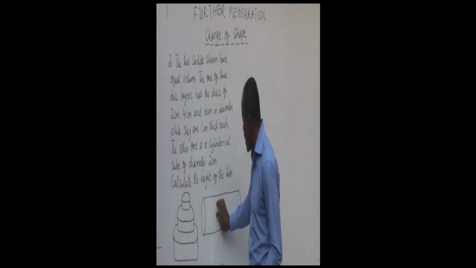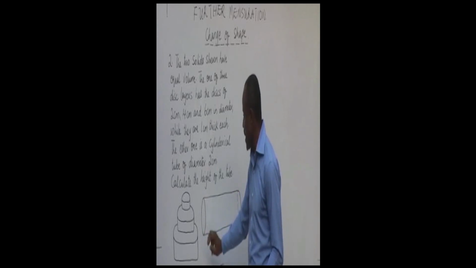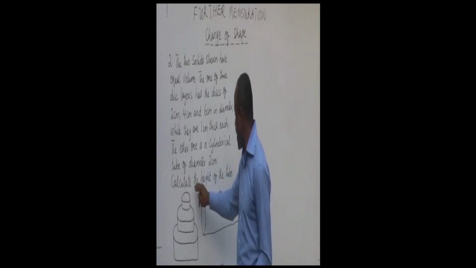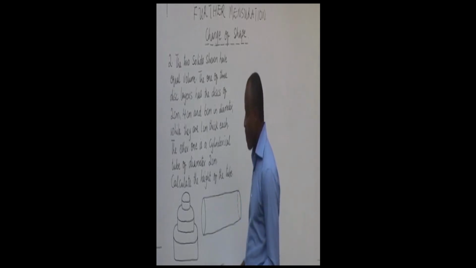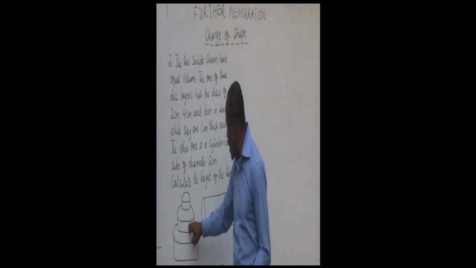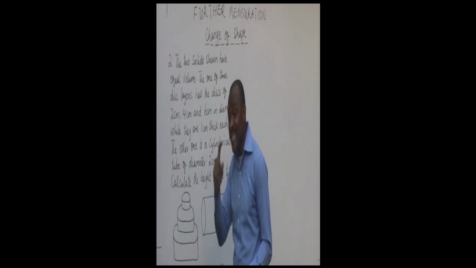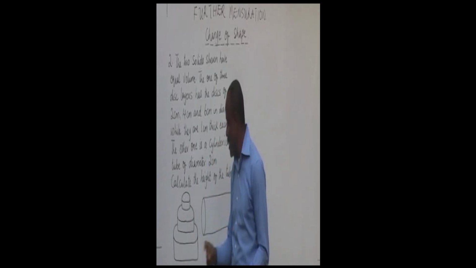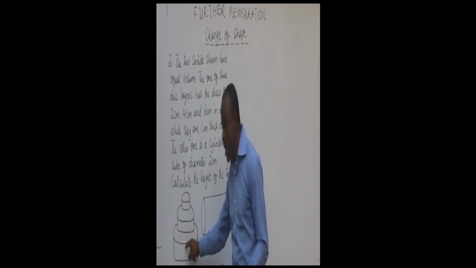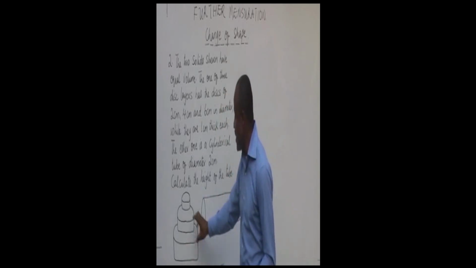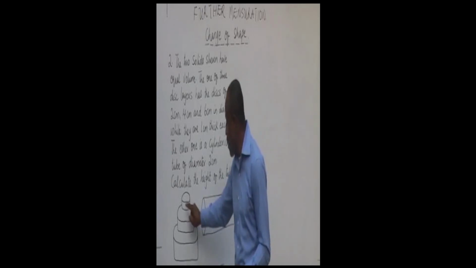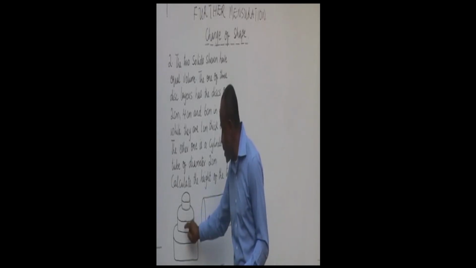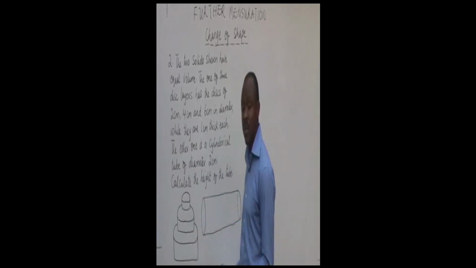That means this one has 2 cm diameter. We are now asked to calculate the height of the tube, the height of this tube. It's very simple. This other one is made up of 3 sets of cylinder: 1, 2, 3. Since they said this and this have equal volume, that means the volume of the first cylinder here plus the second cylinder plus the third cylinder is equal to the volume of this one.